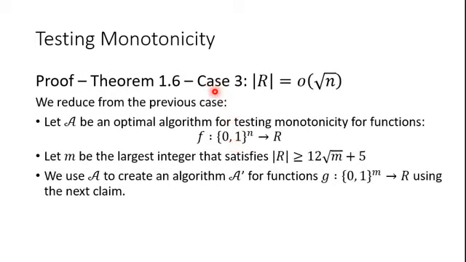So we still need to handle case number 3 for this range size. So what we will do is very simple. We will reduce from the previous case. So we will set A to be an optimal algorithm for testing monotonicity for functions f from {0,1}^n to r. So before we use A to create an algorithm for the case number 2 scenario, we will set m to be the largest integer that satisfies the range requirements that we saw in case 2. And then we'll use A to create an algorithm A prime for functions g from {0,1}^m to r. And we will do that using the following claim.